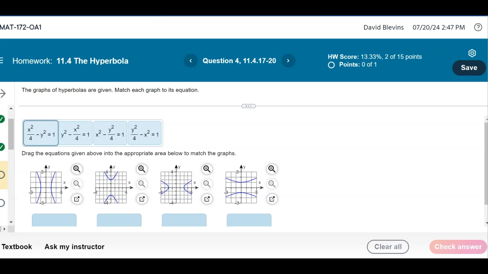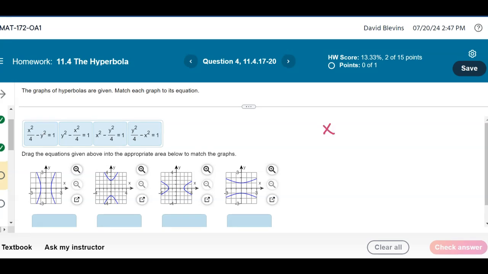Well, that means it's got to be positive 2 or negative 2. Right? x squared divided by 4 is 1. So that's the same as saying x squared equals 4 if you multiply this by 4. So x could be 2 or x could be negative 2. So that would be my vertices.